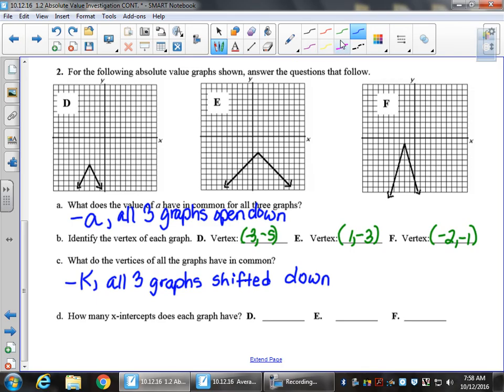Let's talk x-intercepts again. How many x-intercepts does graph D have? None. Graph E? None. And graph F? Zero again. So let's reason on this. If it has shifted down and opens down, will you ever have an x-intercept? No. So there's a common thread here. If it's shifted up and opens up, it'll never cross the x-axis. If it's shifted down and opens down, it's never going to cross the x-axis.